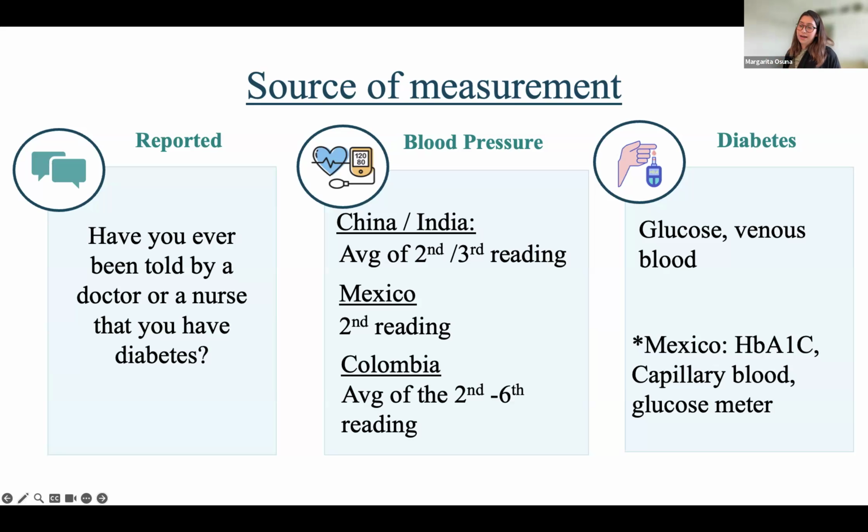And for Colombia, we took the average of the second through the 6th reading of blood pressure. The reason we tried to never include the first measure was that we were trying to avoid a white coat effect. And for diabetes, we used glucose for China and for Colombia. Venous blood was taken, and we measured glucose using those samples. Mexico used a finger prick and a glucose meter, and they captured HbA1c, so that's what we looked at. Unfortunately, for now, we don't have the India data, but hopefully we will, and we can include it in our analysis as well.